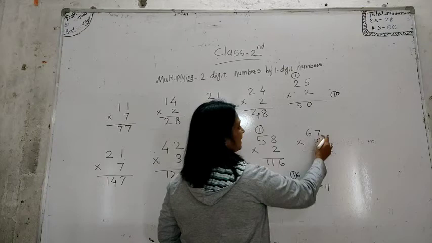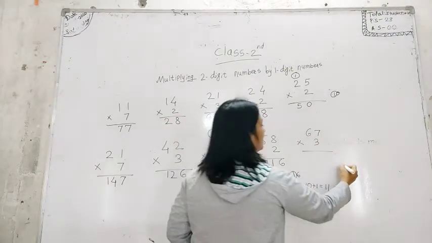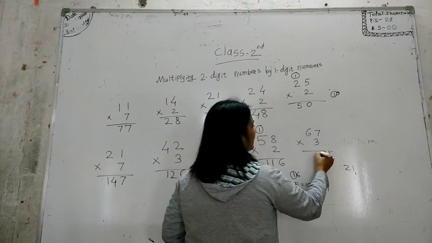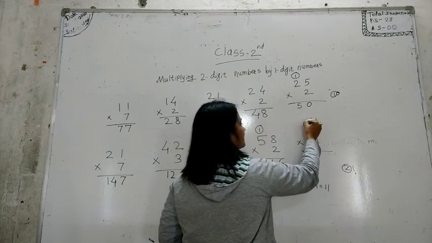So first we have to multiply these two digits. 7 3s are, or 3 7s are. So 3 7s are 21. So I write here 1 and these two I write as a carry at the tens place.